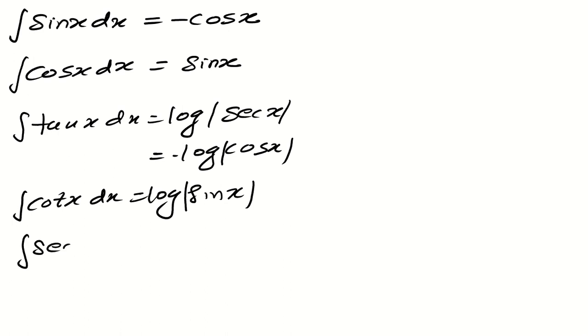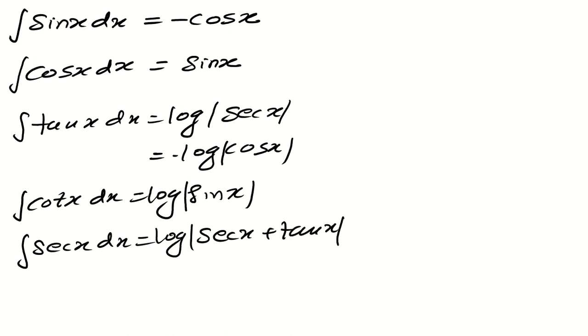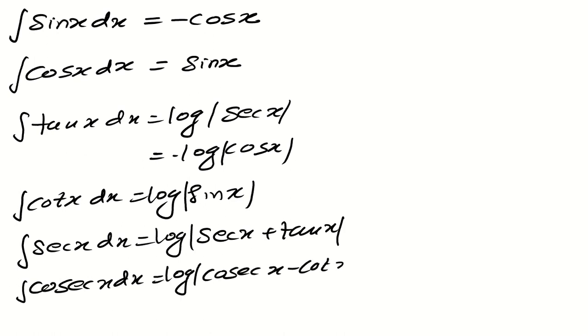Integration of sec x will be equal to log of |sec x + tan x|. I am not writing plus c every time. Just solve the question and then we'll put plus c there. Integration of cosec x dx is equal to log of |cosec x minus cot x|. Somewhere cosec x is written like this also, CSC. So don't be confused. These two are the notations for cosec x.